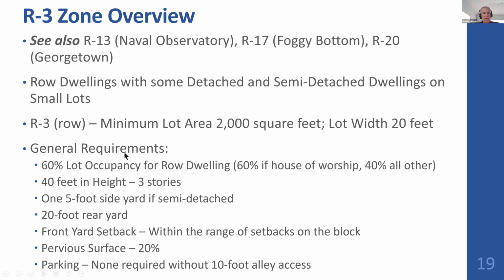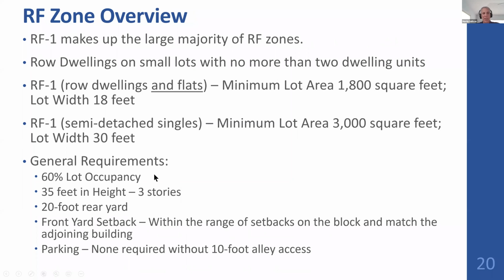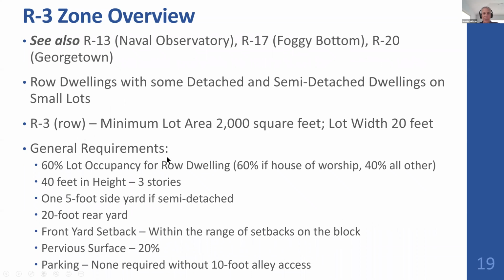R3 zone. R3 is the row dwelling zone. Still single family. Can't do 2 units here yet. You can do accessory dwelling units here, but they're somewhat restricted. Minimum lot area is 2,000 square feet. Lot width is 20 feet. So you can get to 60% lot occupancy here, but in this zone, I'm sorry, 60% lot occupancy just for row dwellings though. In this zone, you're 40% lot occupancy if you're semi-detached.